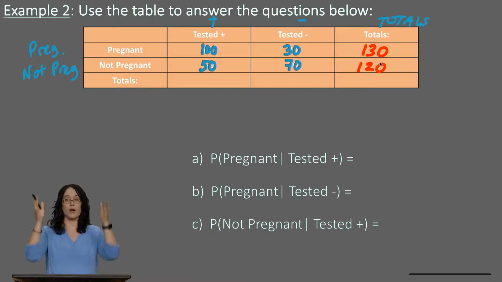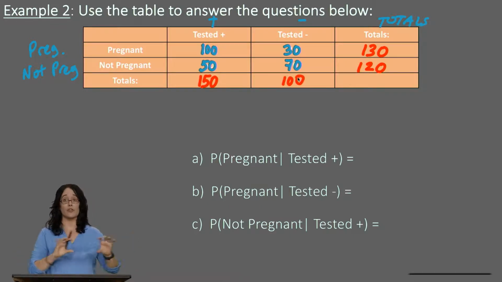For the total number of the column of people who tested positive on the test, I add 100 and 50 and I get 150. And for the total number of people who tested negative in this experiment, I get 30 plus 70, which is 100. And notice that if I add now the totals across and on the column vertically, I should get the same total, the cumulative total, which in this case is 150 plus 100, or 250, and then vertically 130 plus 120, also 250.